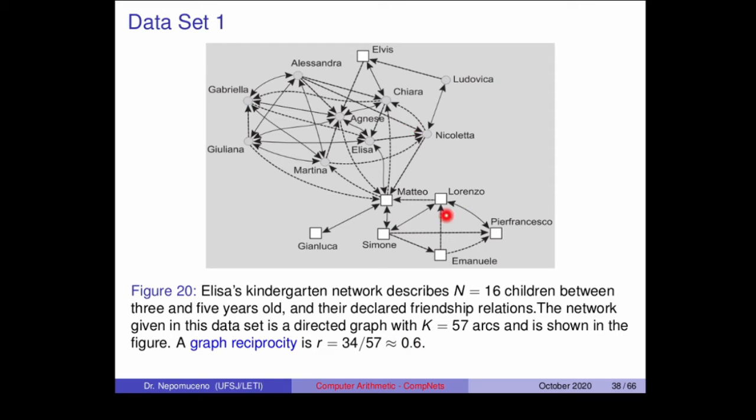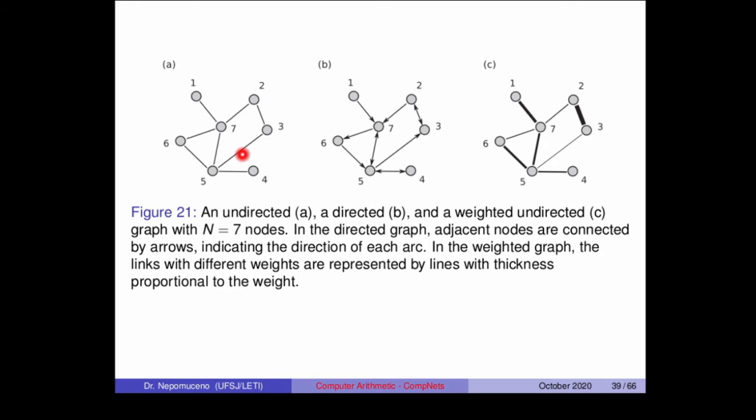So here, for example, what does it mean? It means that Gianluca is a friend of Matteo, and Matteo is a friend of Gianluca as well. But when you get this link here, it means that Juliana is a friend of Matteo, but Matteo is not a friend of Juliana. Of course, it's a peculiar feature of a kindergarten with small children: I'm a friend of you, but you are not a friend of me. It's particular, but it explores some directed graph sets.